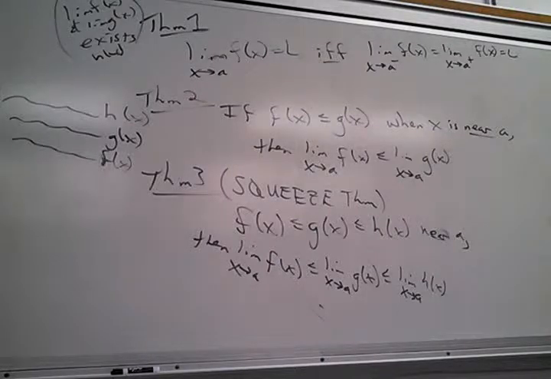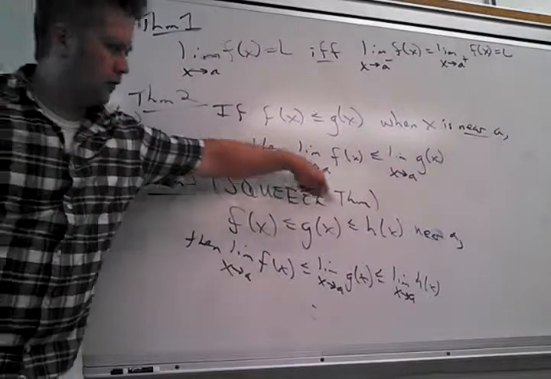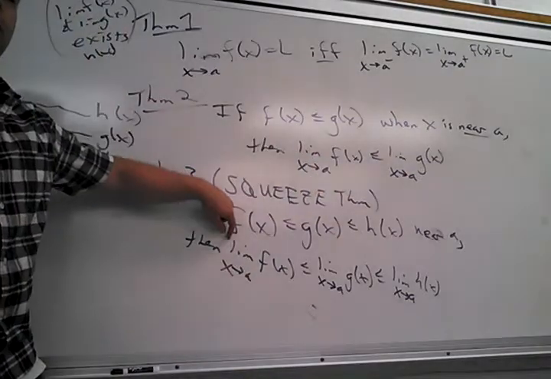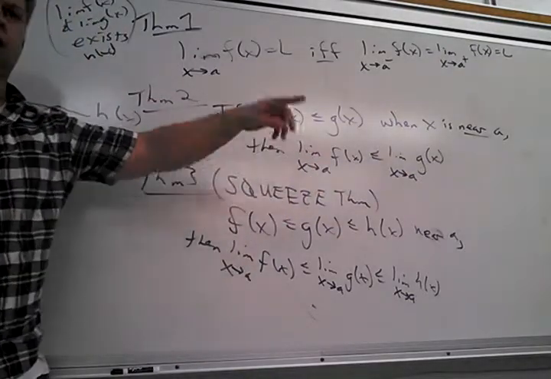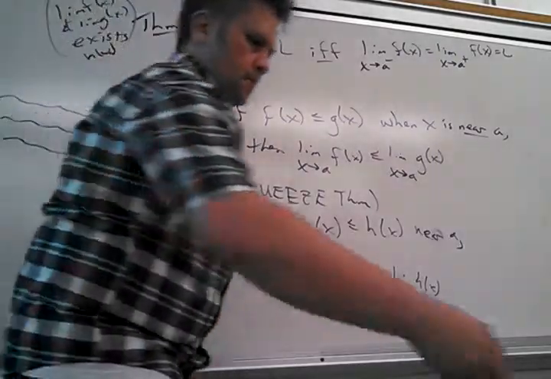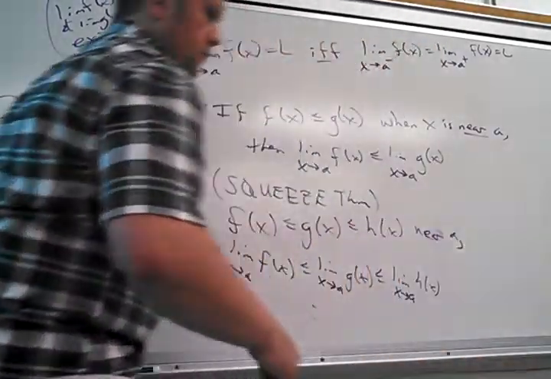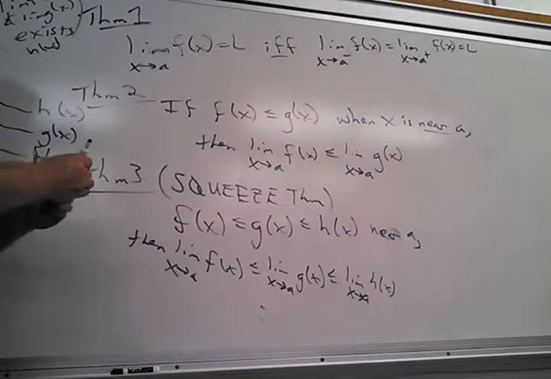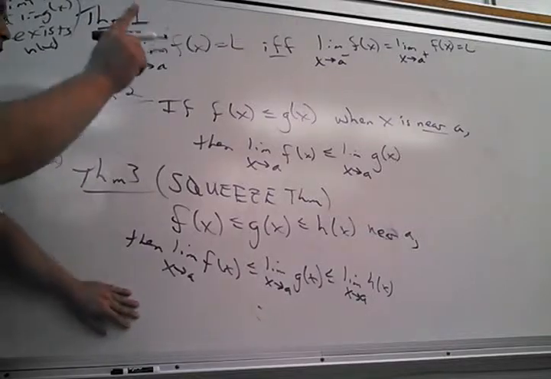Can you read that bottom part? Yep. It's basically this with limits. So if f is less than g is less than h, then the limit of f is less than the limit of g is less than the limit of h, as x approaches a. Oh, so that's like saying that f is smaller than g is smaller than h? Yep. Now here's the cool part.